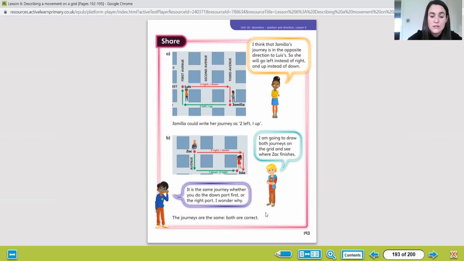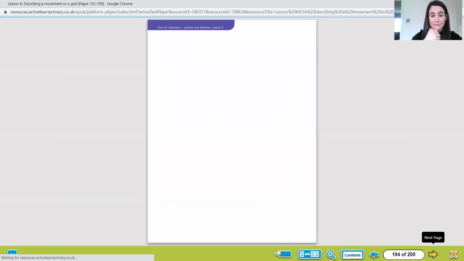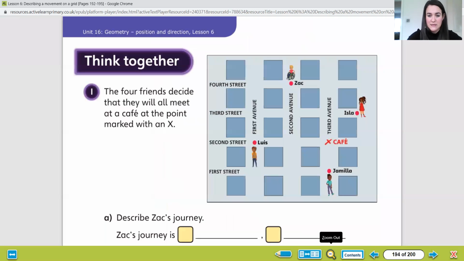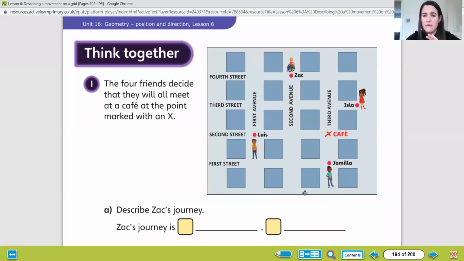Okay. Right. What I want you to do now is I want you to just have a look at this thing together. So I'm just going to get rid of the bottom bit of the screen so we can see. Okay, we've got a very similar setup, grid setup to the first one. Okay, now the 4 friends decide that they all meet at the cafe, which is here. Okay, so the cafe is at point X.